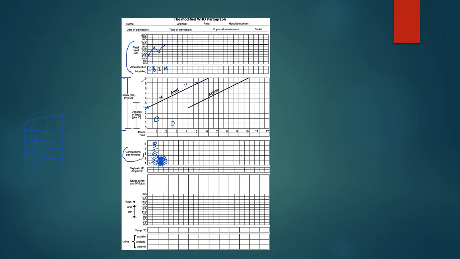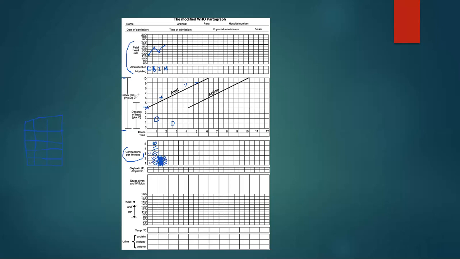Then the next part is the molding. What is molding? Okay. Molding is assessed at every vaginal examination. Once you do your vaginal examination, you want to assess molding, just like when you are checking for your cervical dilatation. So that means molding will be assessed every 4 hours.